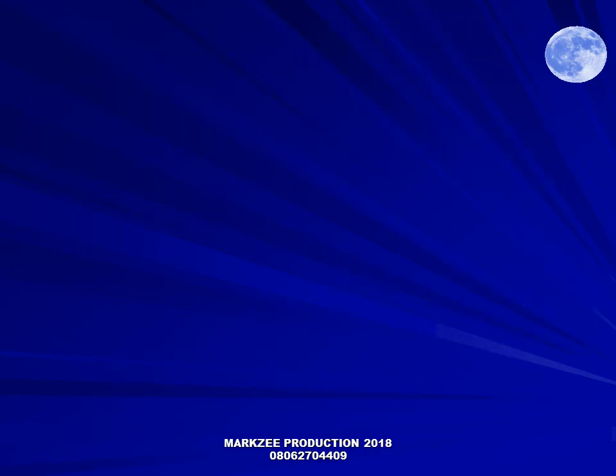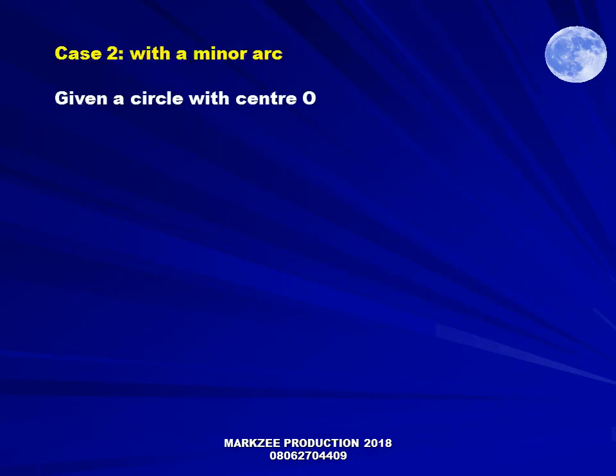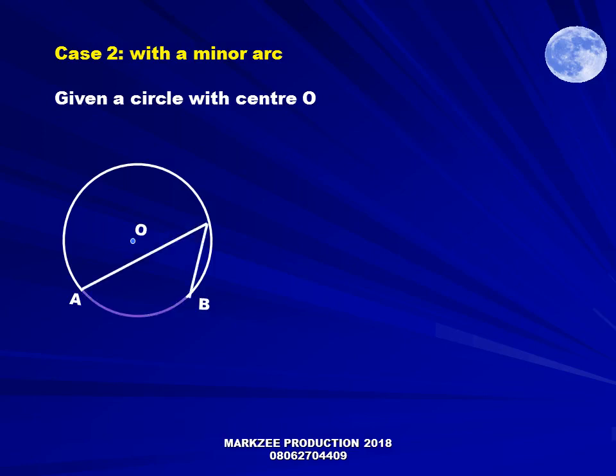Now case 2, also with a minor arc. Given a circle with center O, and we have a minor arc AB, if this minor arc is to sustain an angle at the circumference, and the same minor arc sustains another angle, let's say the angle at circumference is x, and the same minor arc sustains an angle at the center. Can you see that it's quite different from the previous diagram? Okay, but still the two angles are coming from the same arc AB.